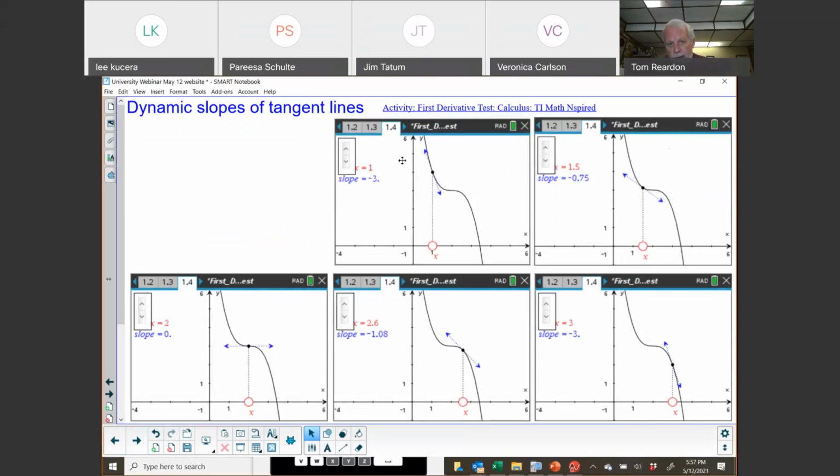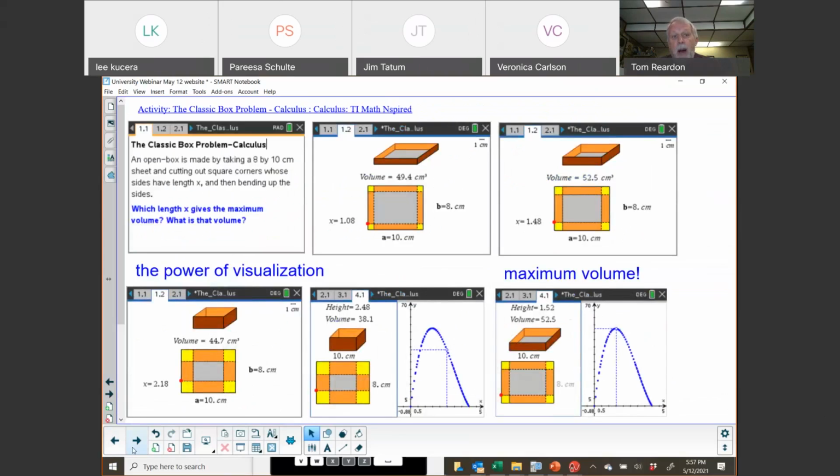Again, a different curve right here, showing the slope going from negative to 0 to positive, to negative again. It's the classic box problem: if you notch out equal size squares, what is the maximum volume of that box? You can actually collect data and plot it, and then find that maximum and come up with a curve that models it.